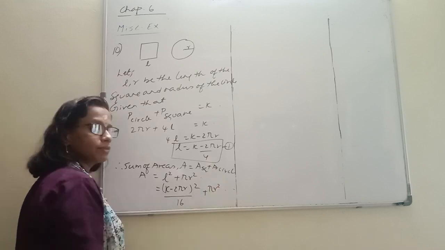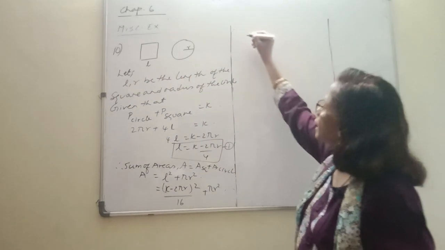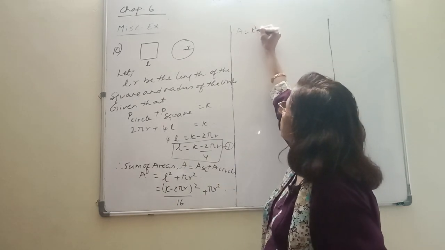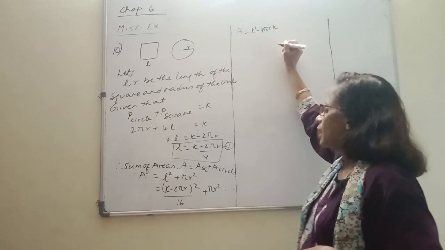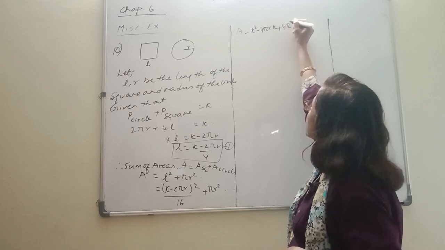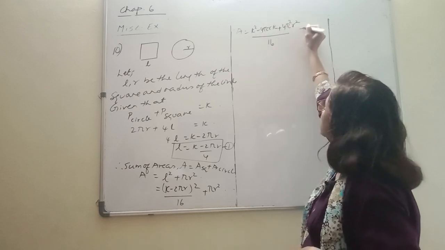Now we have to work with this delicately so that you don't encounter trouble. So let's work with that. A becomes, let's square this, k squared minus 4 pi r k plus 4 pi squared r squared over 16, and here it is pi r squared.